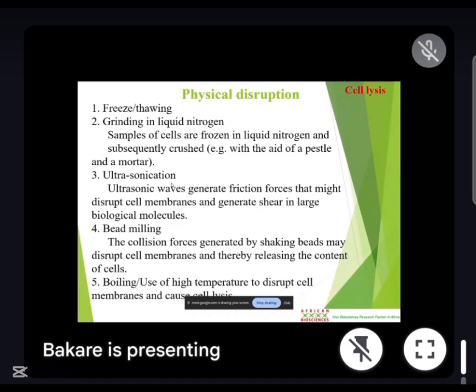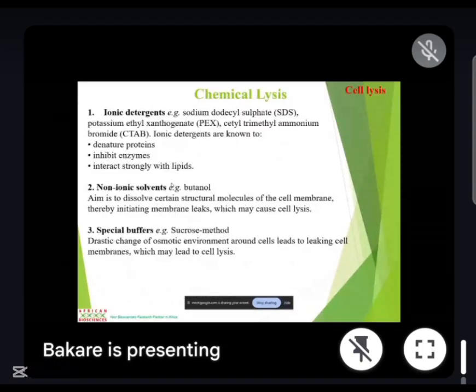So you can use the bead milling, and then boiling as well. So we boil using the heat block, or the water bath. That's how we boil, to also disrupt the cell membranes and cause cell lysis as well. Then for chemical lysis, this is when you make use of your commercial kits.